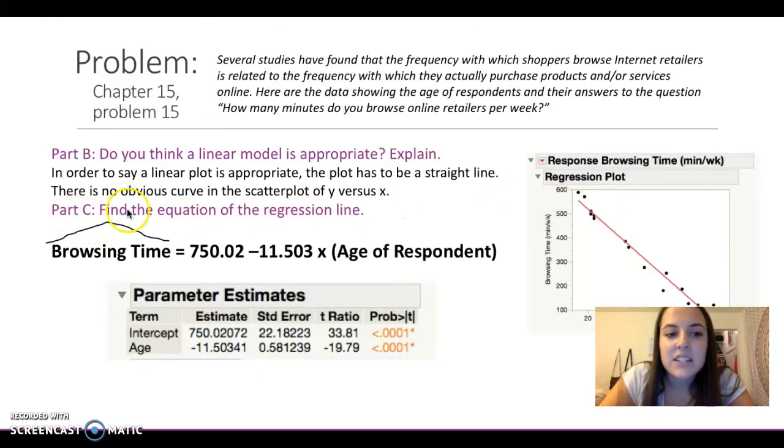The next part says find the equation of the regression line. So the equation would be browsing time, with the hat symbol on top, equals 750.02 minus 11.503 times the age of the respondent. And where you get this is in the output under intercept, so the intercept goes first, and then the age, and the age is right here, and then you multiply it by the age variable.